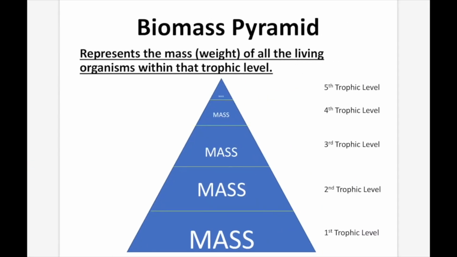Our second is our biomass pyramid. This represents the mass or weight of all the living organisms within that trophic level. So in our first trophic level, we're going to have the most mass, then we're going to have our second most mass, third most, all the way up the pyramid. And you can see how it gets less and less and less. So there's less biomass at the top of the ecological pyramid than there was at the bottom.